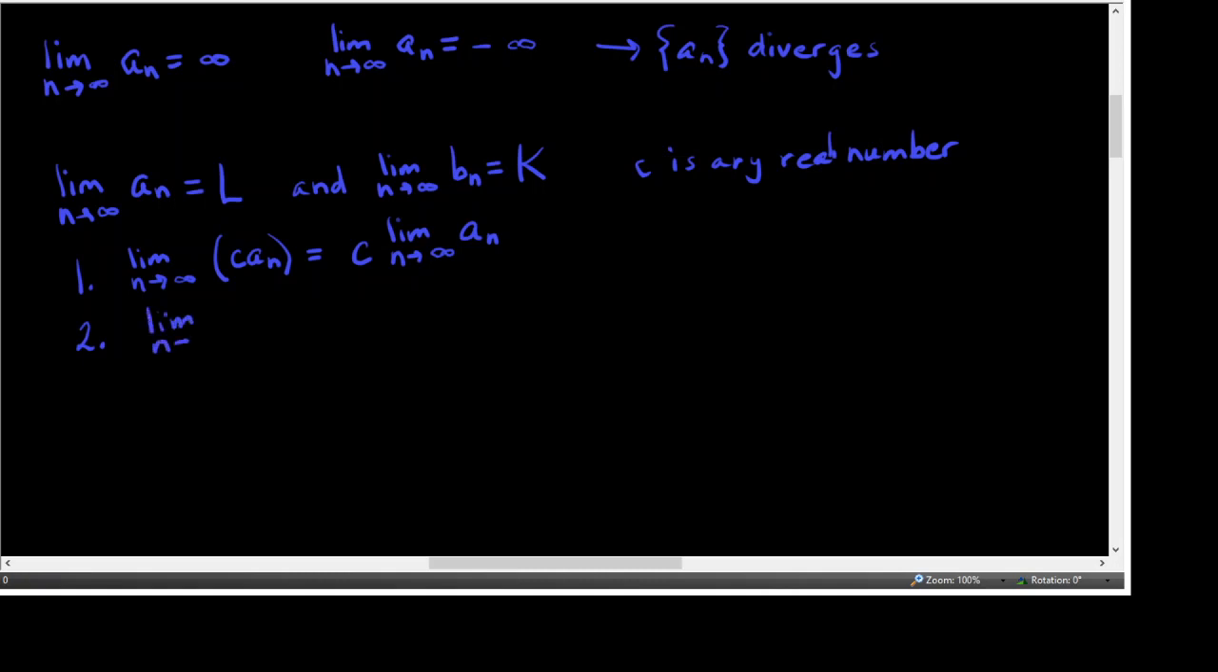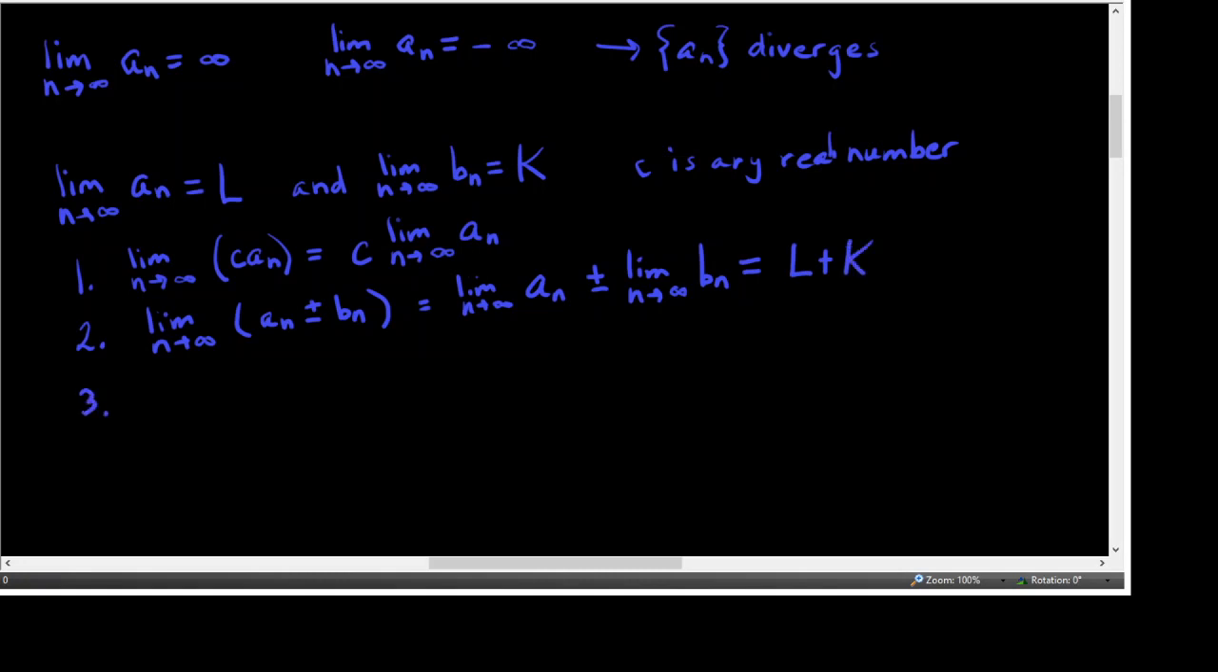Another property: if you had the sum of two different formulas, or the difference of two formulas, you can distribute that limit and do each of those terms individually and separately. So the limit sort of distributes over addition and subtraction. And of course, from our givens up above, by substitution, this is L and this is K.